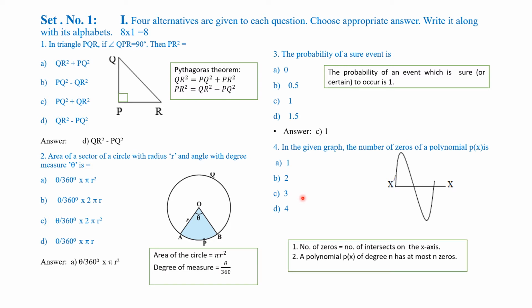Please see the text in the text box. Number of zeros is equal to the number of intersects on the x-axis. So, the number of intersects on the x-axis is 3. The answer is C, 3.